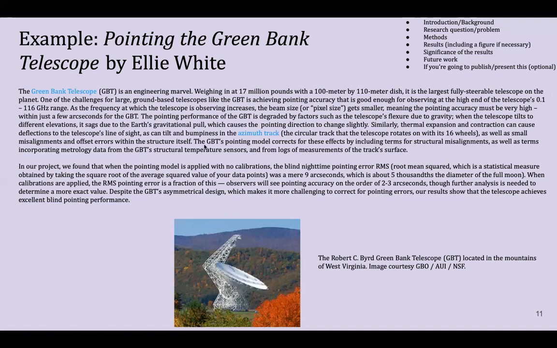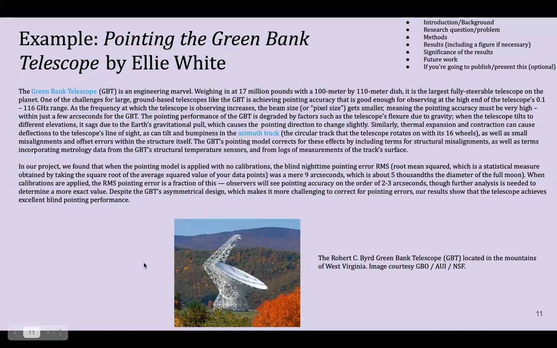The GBT's pointing model corrects for these effects by including terms for structural misalignments, as well as terms incorporating meteorology data from the GBT structure temperature sensors and from logs of measurements of the track surface. And then this gets to the research question. You do get the research question in here, but it's kind of buried, but it's really put in context. And so this second paragraph is where everything starts, the methods and such.